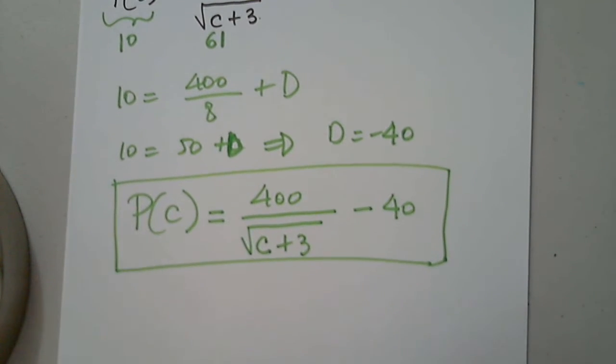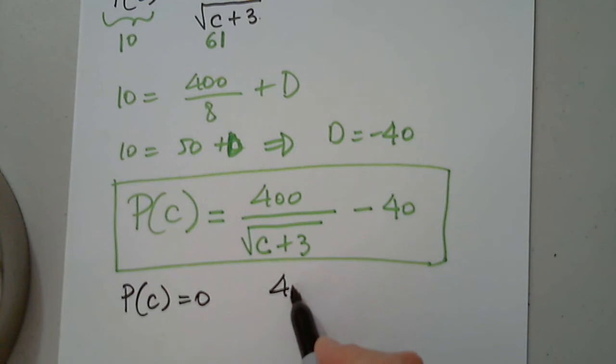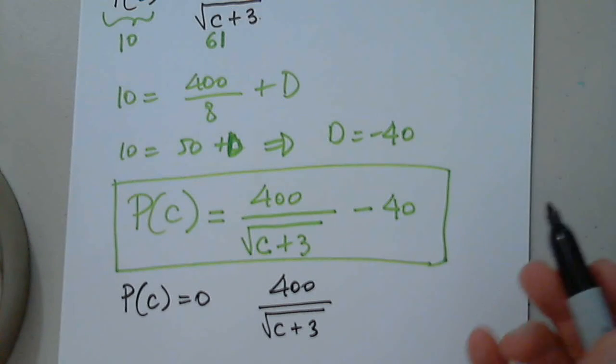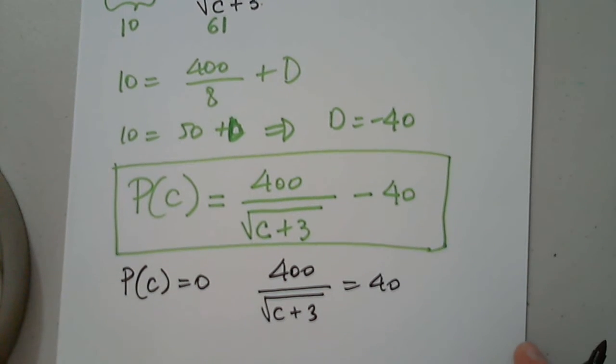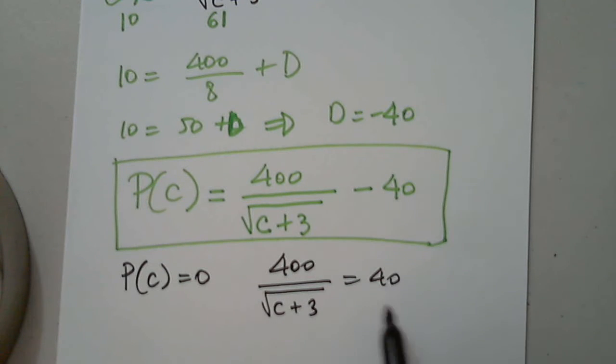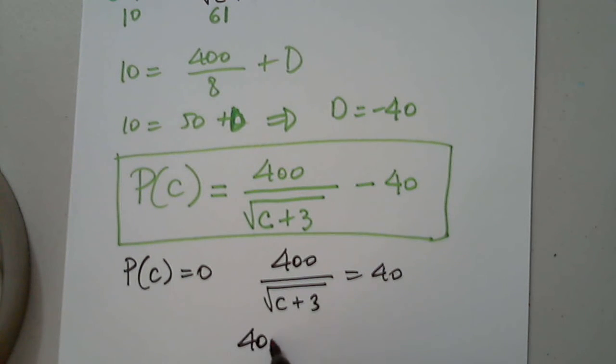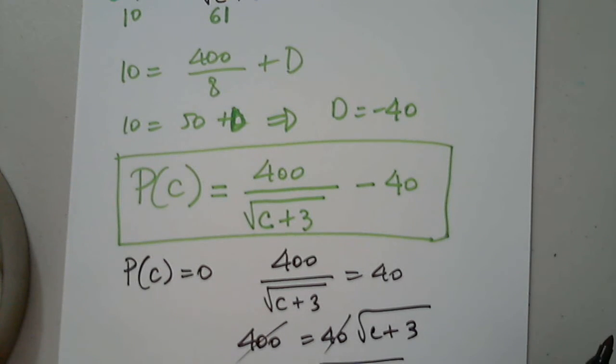This is not calculus. The break even is when the profit of C is 0. So I have to set this equal to 0. 400 over the square root of C plus 3 minus 40 equals 0. In other words, it equals 40. I will cross multiply. So I have 400 equals 40 times the square root of c plus 3. Of course, I will divide both sides by 40. So I get 10 equals the square root of c plus 3.